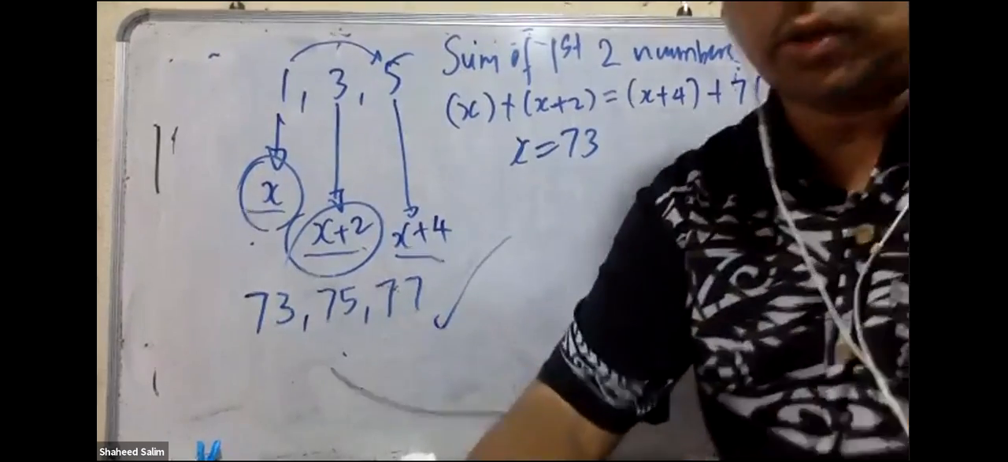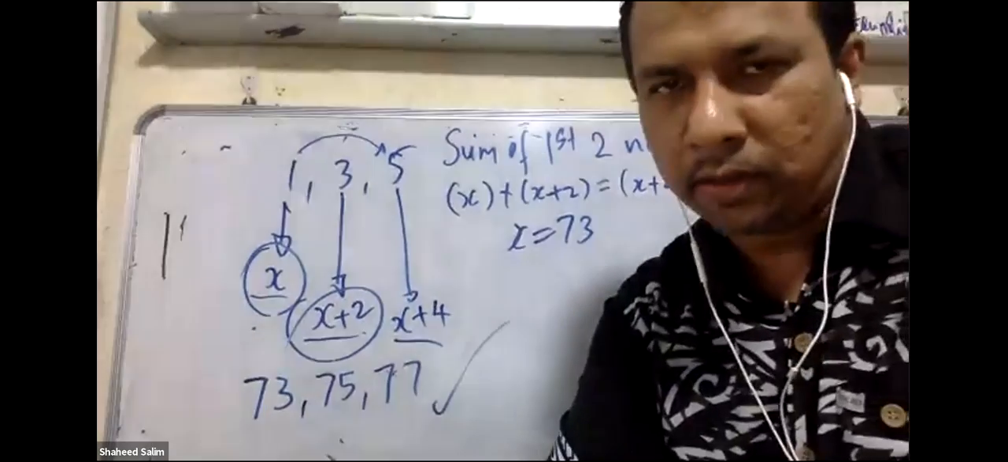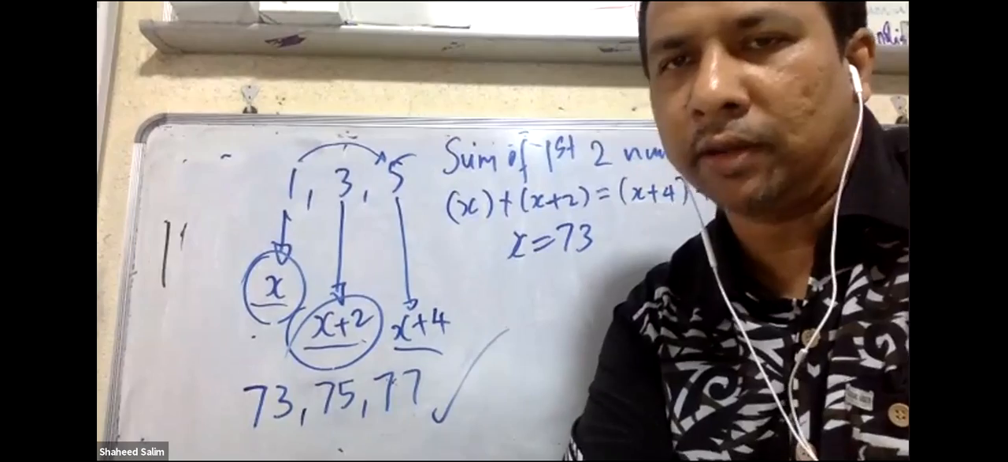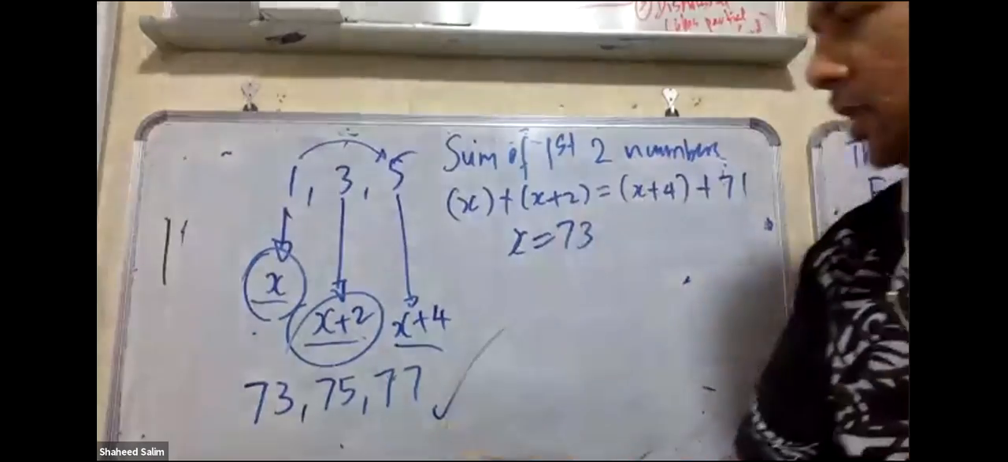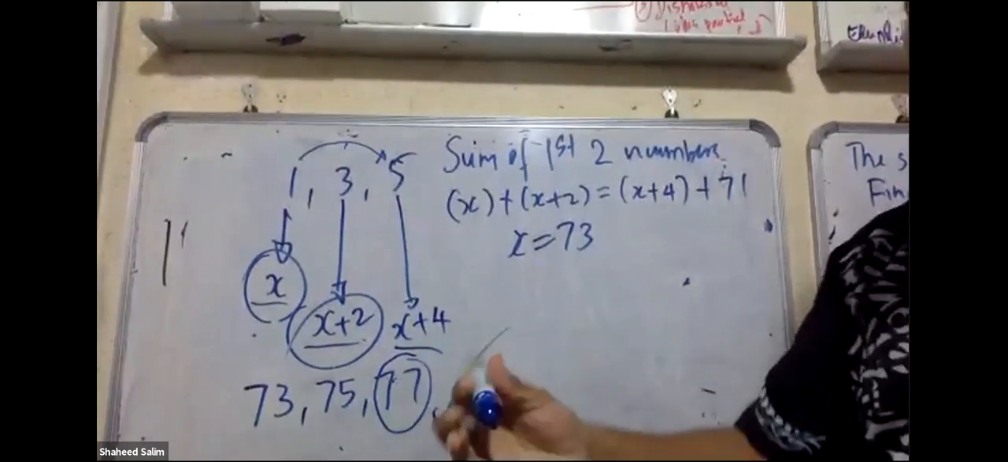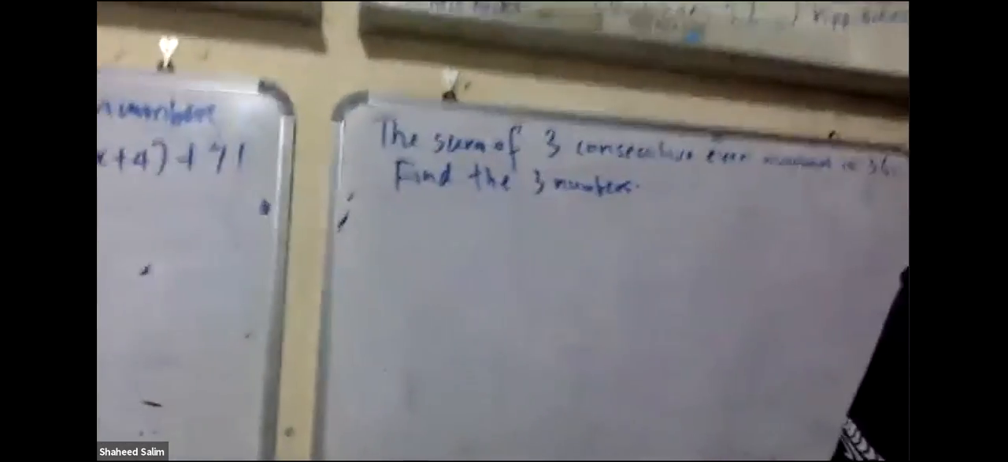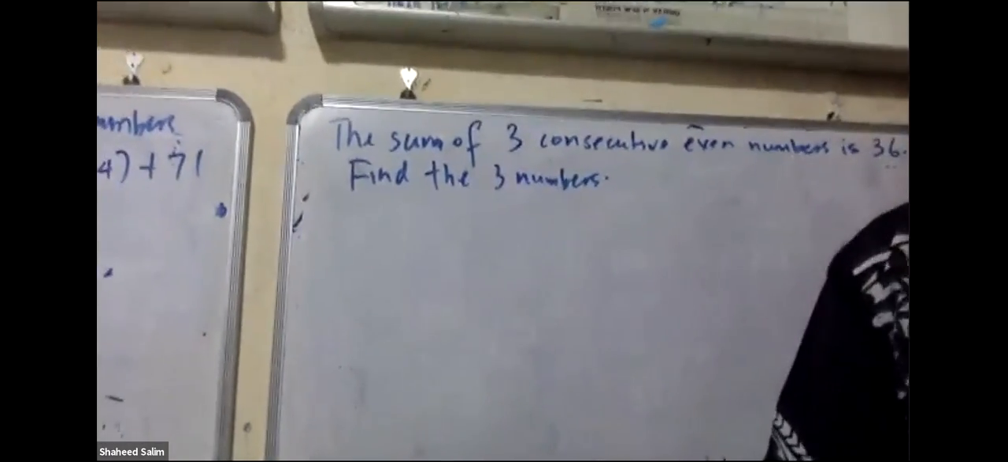Because the question is asking you, let me see what this question says. Find the greatest of the three numbers. So the greatest is 77, and that's your answer. But I want you now to try this on your own. This question, we don't go to the next question yet. Can you see this question here?